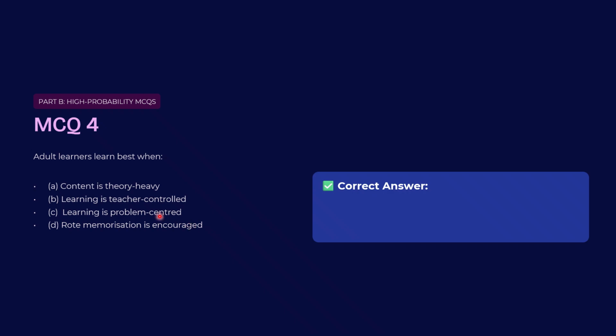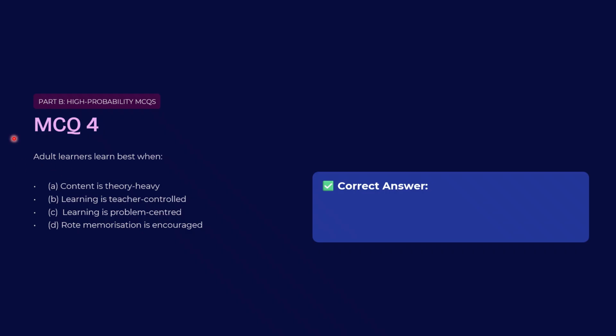Adults prefer learning that helps to solve real life problems. They immediately ask, how can I apply this knowledge in my work life situations? Therefore, practical learning is much more effective than theoretical learning. Next, we can analyze why the other options are wrong.